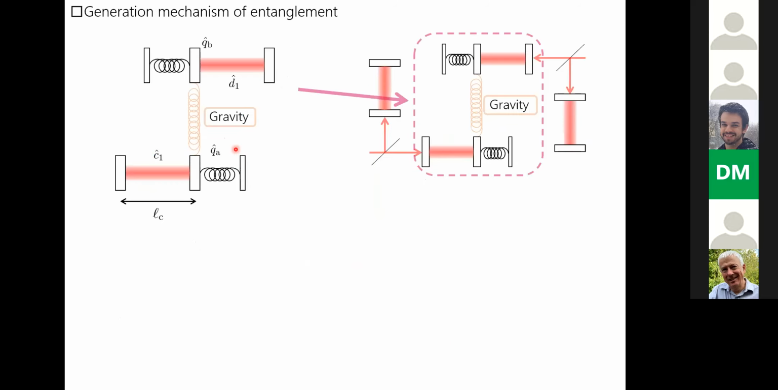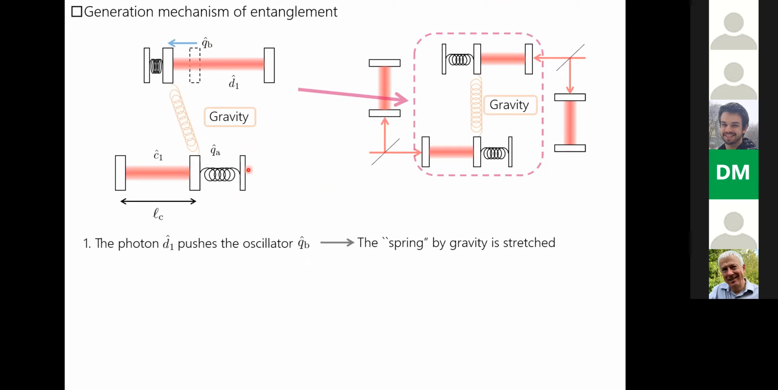Let me explain the mechanism of entanglement generation. If the system is considered, there is the effective interaction between the photons due to gravity. To clarify it, we focus on the pink part of the total system. The effective interaction is given by the following process.